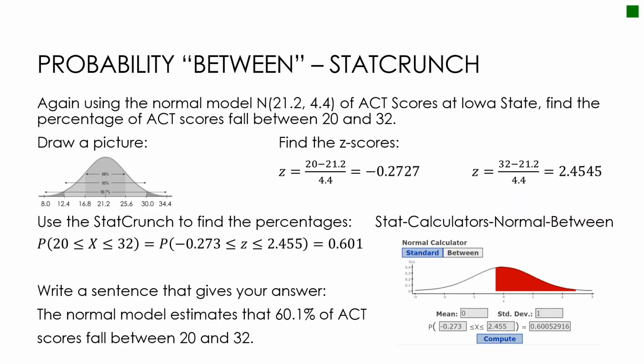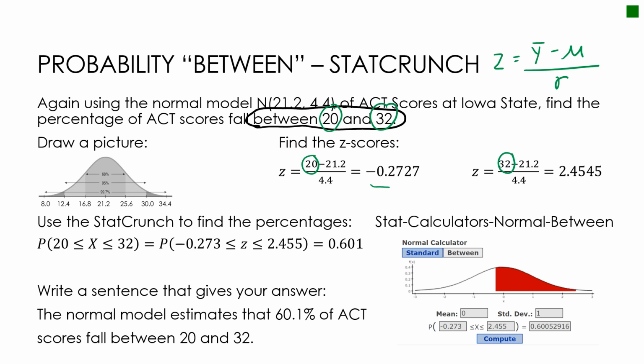So let's take a look at a between question in StatCrunch. Again, we're using the normal model, 21.2, 4.4, and I'm trying to find the percentage of scores that fall between 20 and 32. So now I know I'm actually going to be looking at two different z-scores. Remember, to find a z-score, I'm taking my observed minus my expected over my standard deviation. And in this case, I actually have two observed values, so I have to find two z-scores.